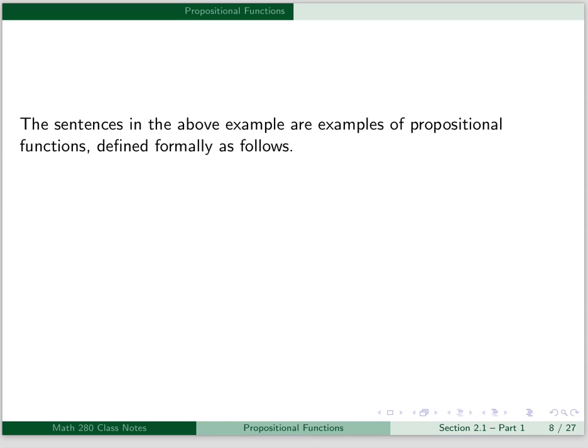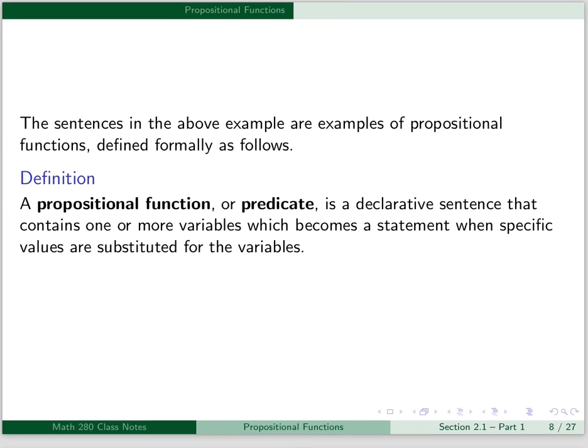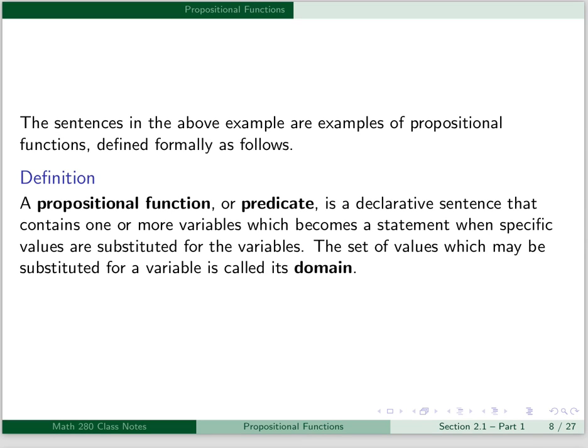The sentences in the above example are all examples of propositional functions, which are defined formally as follows. A propositional function, sometimes called a predicate, is a declarative sentence that contains one or more variables which becomes a statement when specific values are substituted for the variables. The set of values which may be substituted for a variable is called its domain.